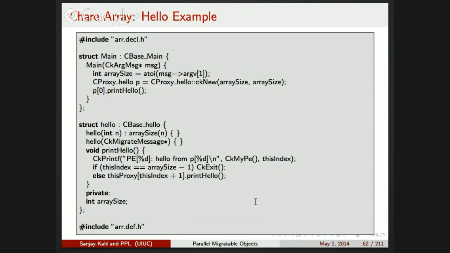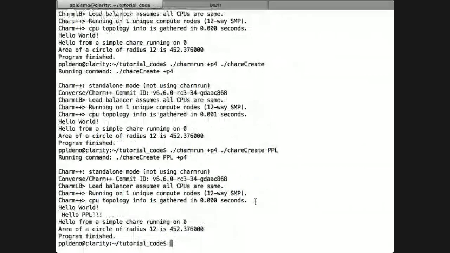Sorry, I may have missed it, but in the ckNew, which of those arguments is the array size? The first n arguments for an n-dimensional array are going to be the sizes of each dimension, and then everything after that is the arguments of the constructor.